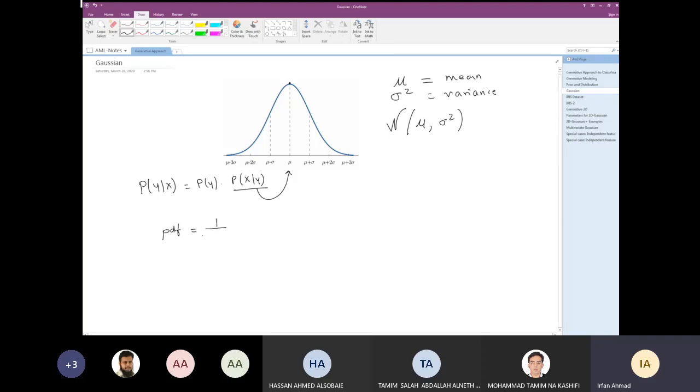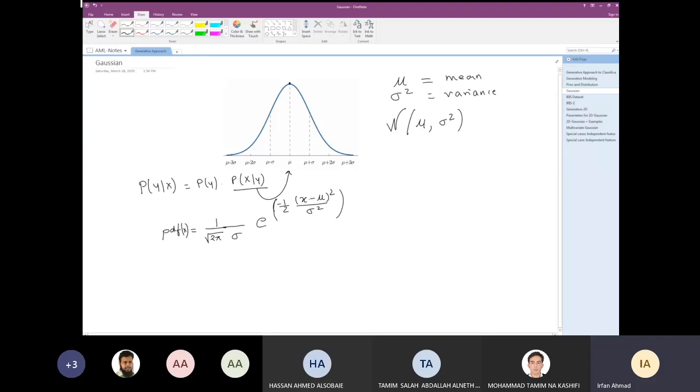1 over square root of 2 pi times sigma, e to the power of, what do we have? I'm sorry, negative x minus mu squared over 2 sigma squared. This is the PDF for a one-dimensional Gaussian, right? So you see that for a given sample, it only depends on x.